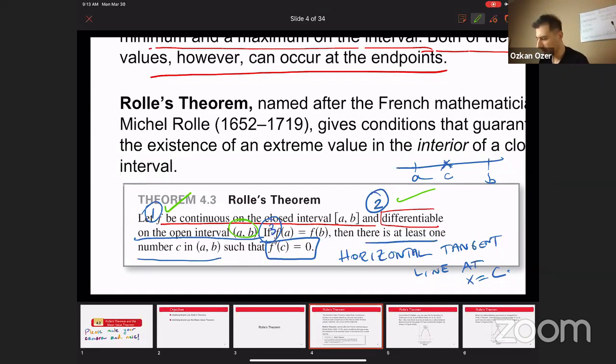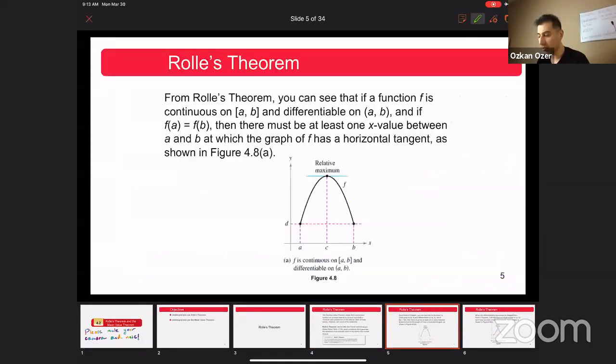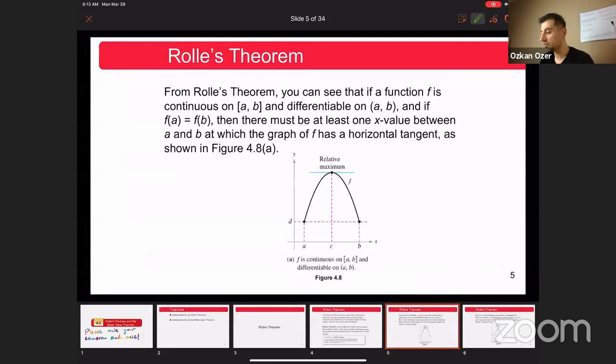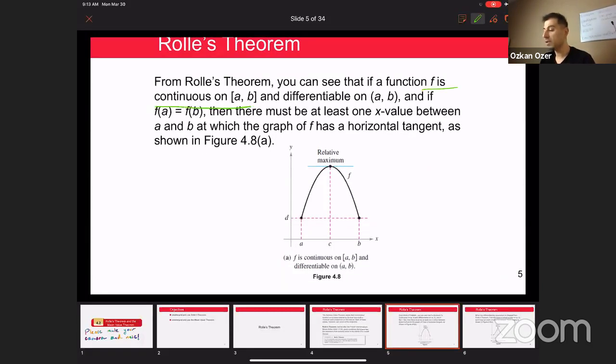So let's have a graphical explanation of that. Assume that you start with a continuous function on the closed interval and differentiable on the open interval. And if the endpoints provide the same function value, then there must be at least one x value or c value in between a and b, such that you have a horizontal tangent line.